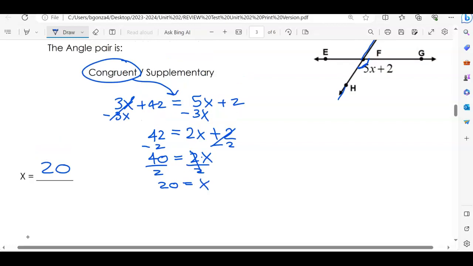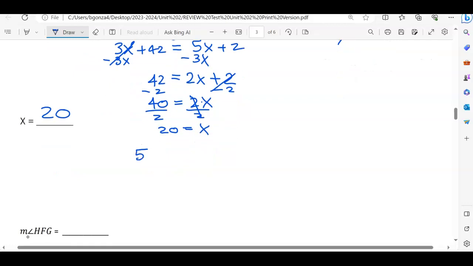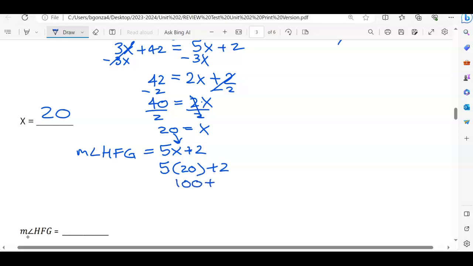Okay, now, HFG, if you look at your picture here, HFG is 5x plus 2. So we're going to use 5x plus 2, but instead of just 5x plus 2, we got to put a 20 where we see x, because x is 20. So 5 times 20 plus 2. 5 times 20 is 100. 100 plus 2 is 102. Don't forget your units of measure for angles. It's degrees. Cool.